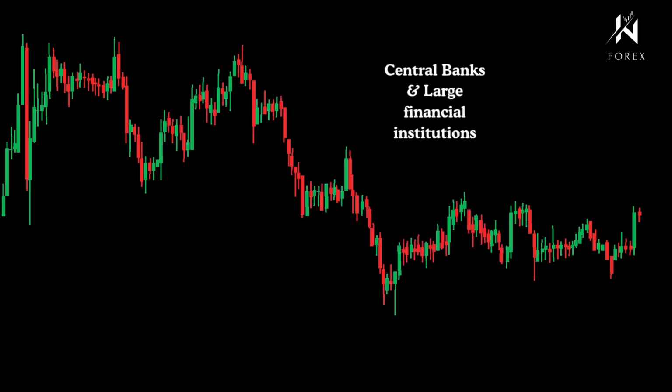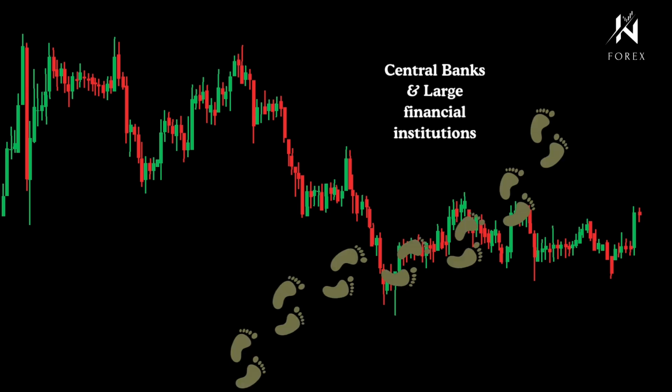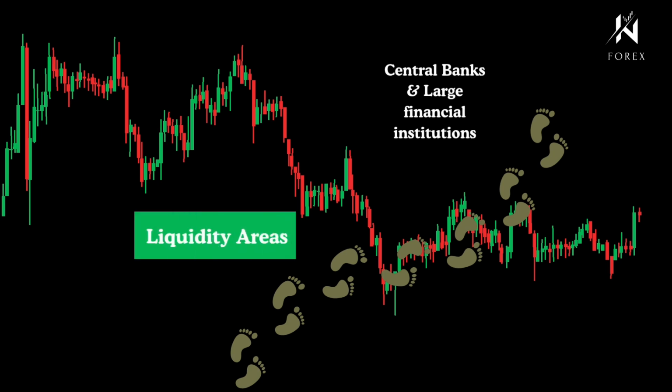It's often suggested that central banks or major financial institutions might influence the market, crafting situations that mislead traders into thinking they fully grasp price action. To succeed and remain profitable, it's essential to recognize liquidity zones on the chart. These areas, where large volumes of orders accumulate, offer valuable insights into market behavior and help avoid major losses.